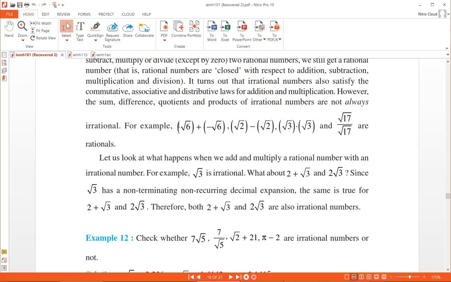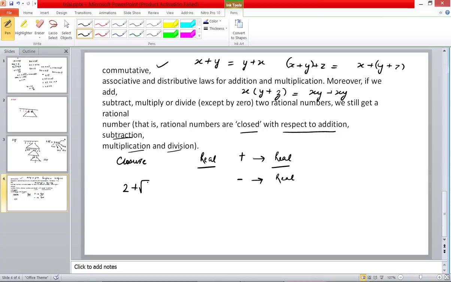Now here you're trying to analyze whether all these properties hold for irrational numbers or not. They have taken a couple of examples here. Let's look at them one by one. What will happen if I add an irrational number with a rational number? If I do something like 2 plus root 3, you already know that this is non-terminating. Adding any other number will not make it terminating, so this will still remain irrational. Similarly, multiplying a rational number with an irrational number, it will still be irrational because multiplying with any rational number will not make it terminating. So it will still be an irrational number.